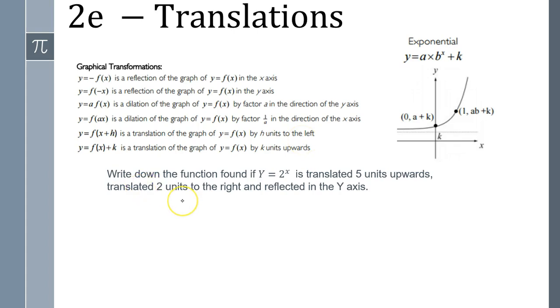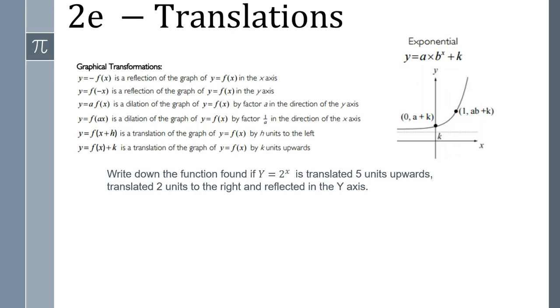So I've written a question here that's very similar to one that you get in an assessment. It says write down the function found if y equals 2 to the power of x is translated 5 units upwards, translated 2 units to the right, and reflected in the y-axis. Okay, so that's a typical question you'll get. You'll get kind of an easy exponential, and you'll have to move it around and find the equation. So what I'm going to do, I'm going to break this up into a couple of different parts.